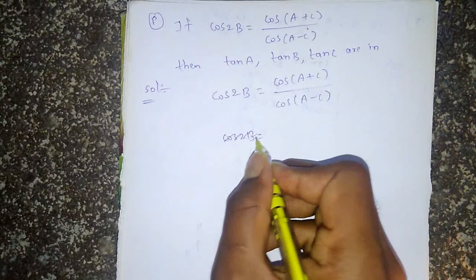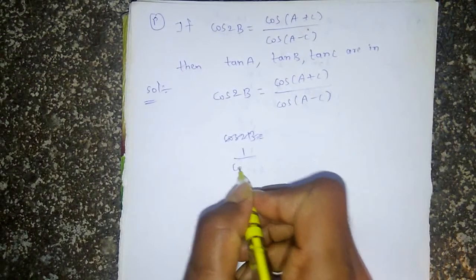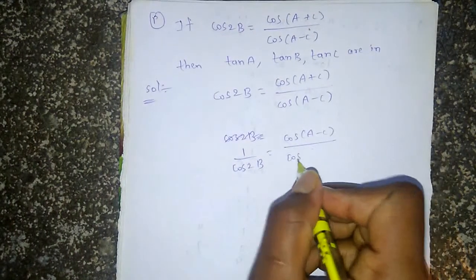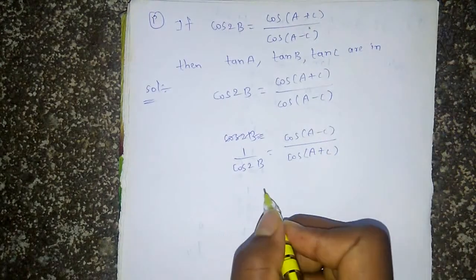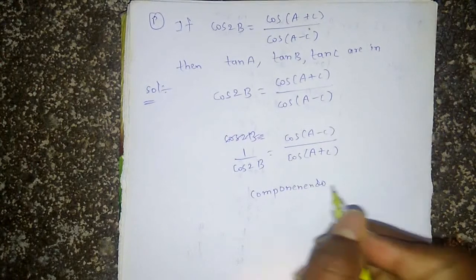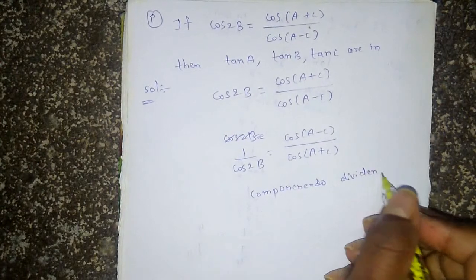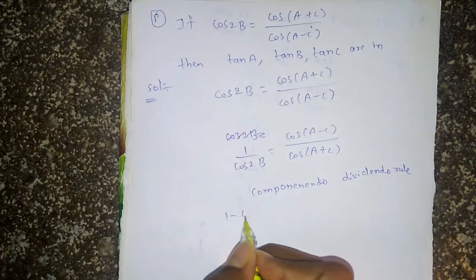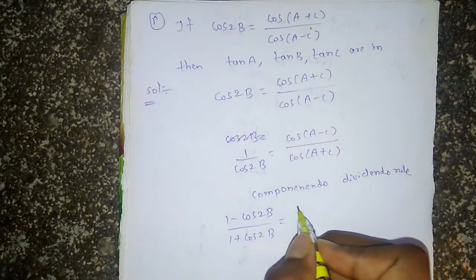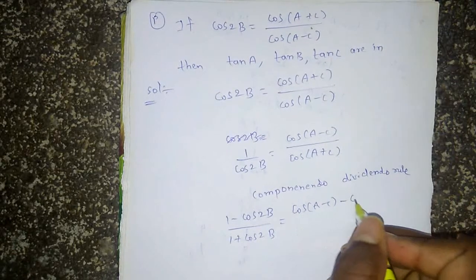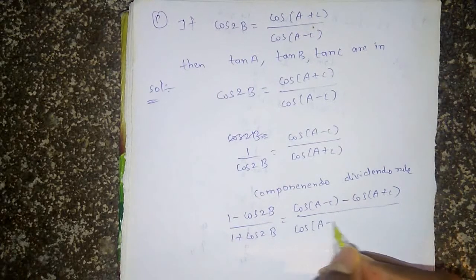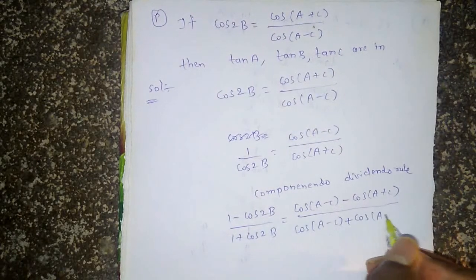So let me write like this. First take the reciprocal. So that is 1 by cos 2b is equal to cos of a minus c by cos of a plus c. Now apply the componendo dividendo rule. That is 1 minus cos 2b by 1 plus cos 2b is equal to cos of a minus c minus cos of a plus c divided by cos of a minus c plus cos of a plus c.